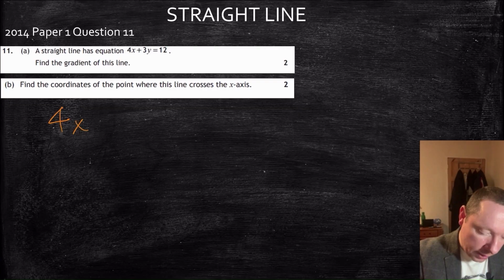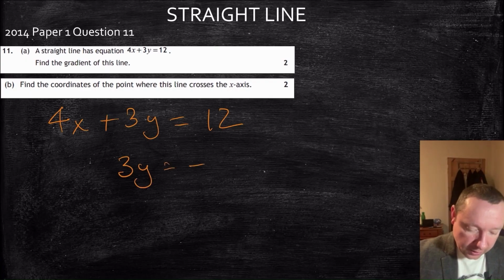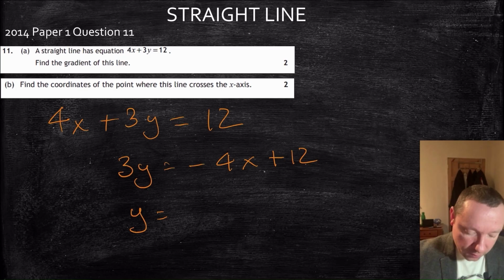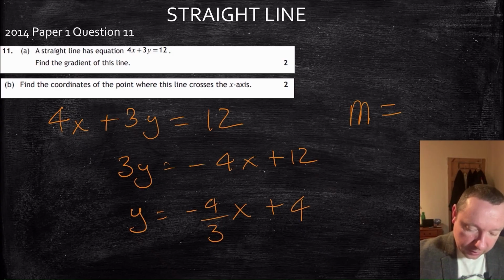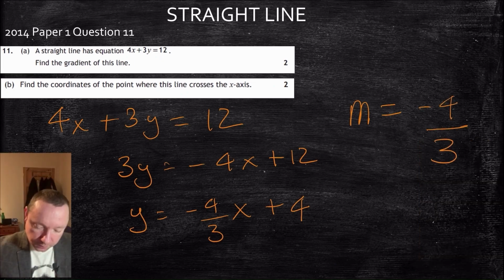So we've got 4x plus 3y equals 12. So taking the 4x over to the other side, we get minus 4x plus 12. Dividing through by 3, we get minus 4 over 3 x, plus 12 divided by 3 is 4, and then stating our gradient, m must equal minus 4/3.